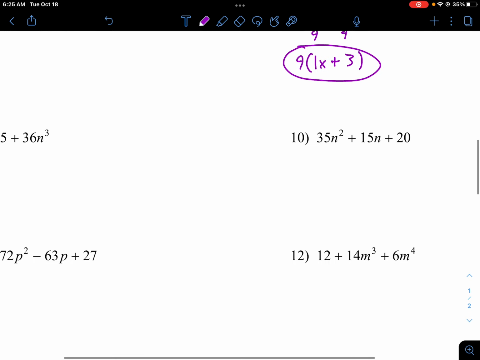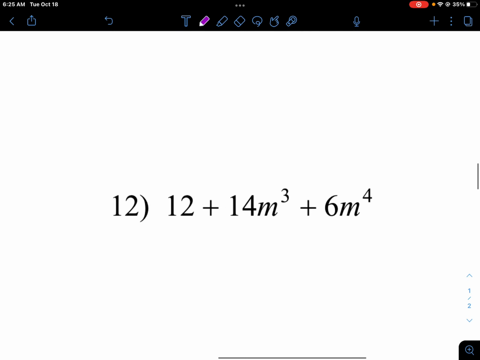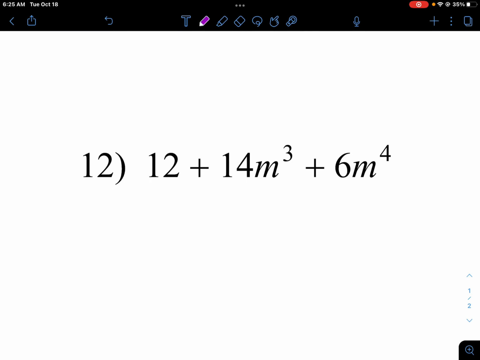Okay, do the same for the ones with 3 terms. So look at the small number. We got 6. Can 6 go into 12? Yes, but it cannot go into 14.